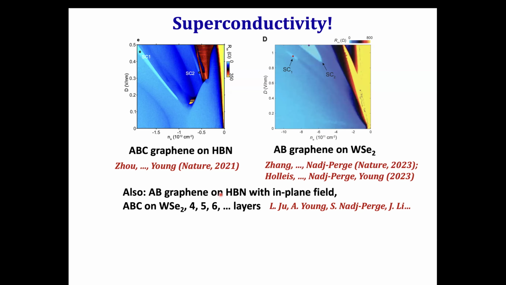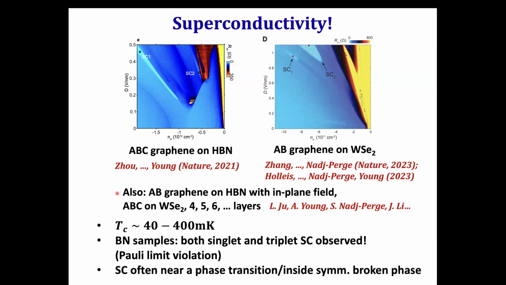Okay, so here are some properties of all of these superconductors. Tc varies. The lowest ones would be around 40 millikelvin. Of course, these are not really the lowest ones. There are probably ones with even lower Tc that we can't observe. But Tc can go all the way up to close to half a Kelvin, 400 millikelvin. The record, to my knowledge, belongs to ABC graphene on WSe2 substrates. That's around 400 millikelvin.